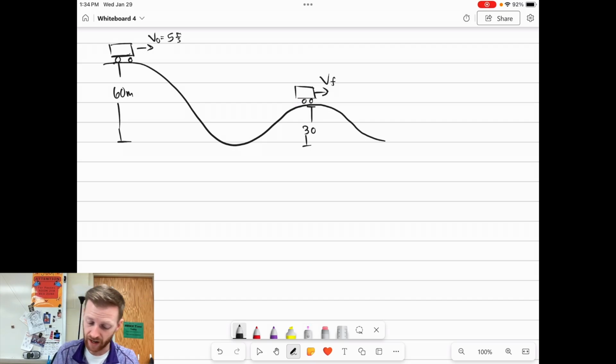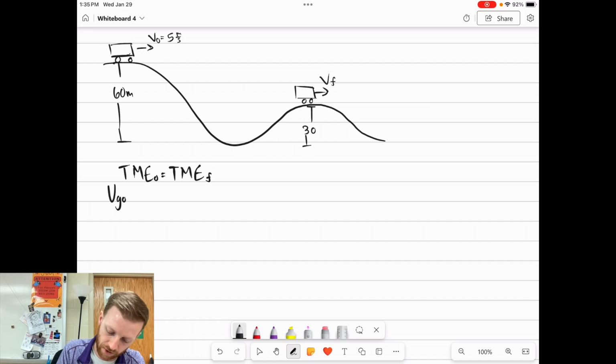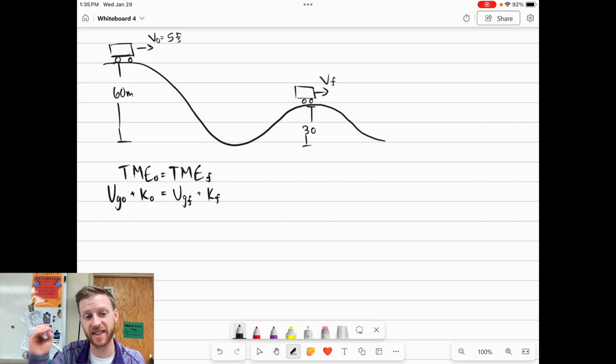So I would start off like I did my last one. Total mechanical energy at the beginning is equal to total mechanical energy at the end. And I ask myself at the beginning, am I above h equals 0? Yes. So I've got potential energy at the start. Is it moving at the start? Yes. So I've got kinetic energy at the start. At the end, am I above h equals 0? Yes. So I have potential. And am I moving? Yes. So I have kinetic at the end. And again, if you can get to this step, it's just algebra now. It's just plugging in your equation and then plugging in values, okay?